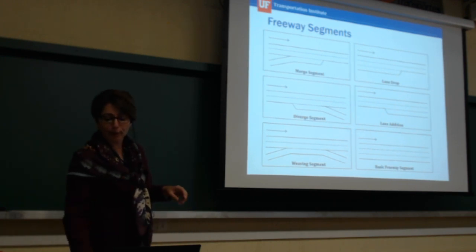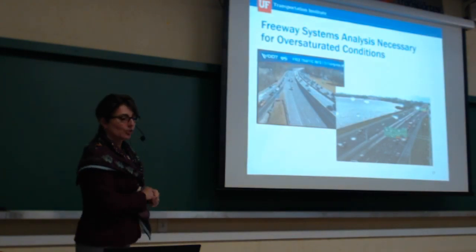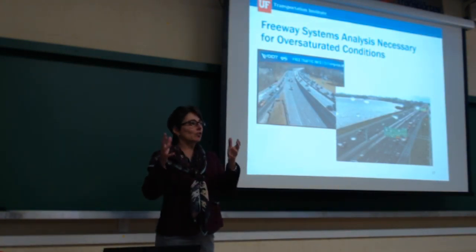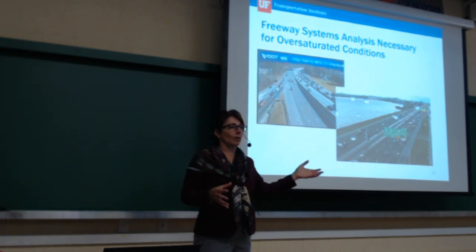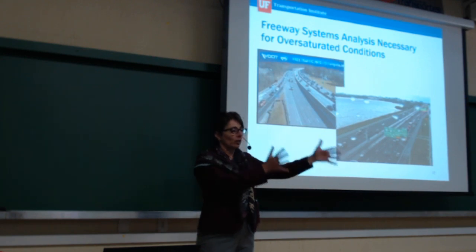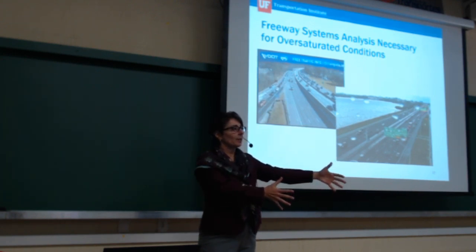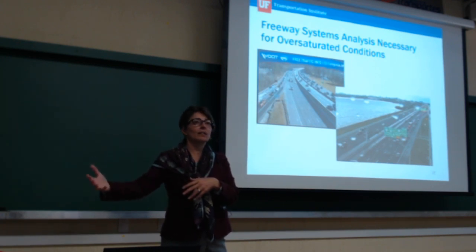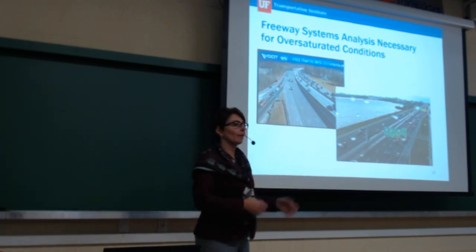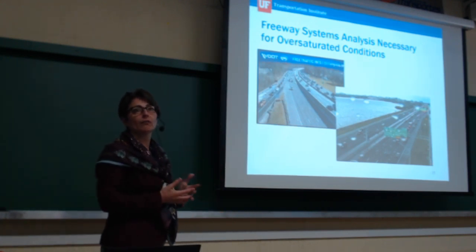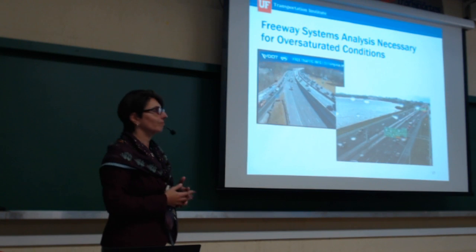The problem with only considering undersaturated conditions is that when you go into oversaturated conditions, what happens on the merge affects the upstream section, whatever that is, if it's a basic freeway segment. If you're only looking at the basic freeway segment without looking at what happens downstream, and if that is creating queues that spill back, then your analysis will really give you bad information.